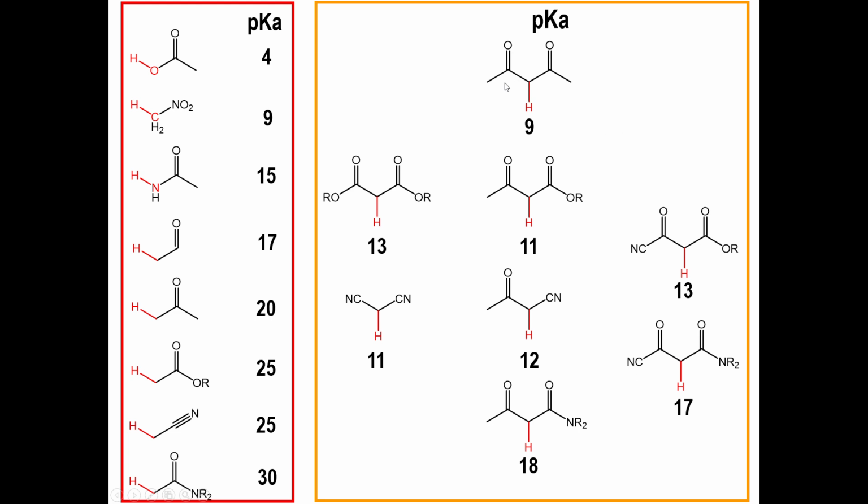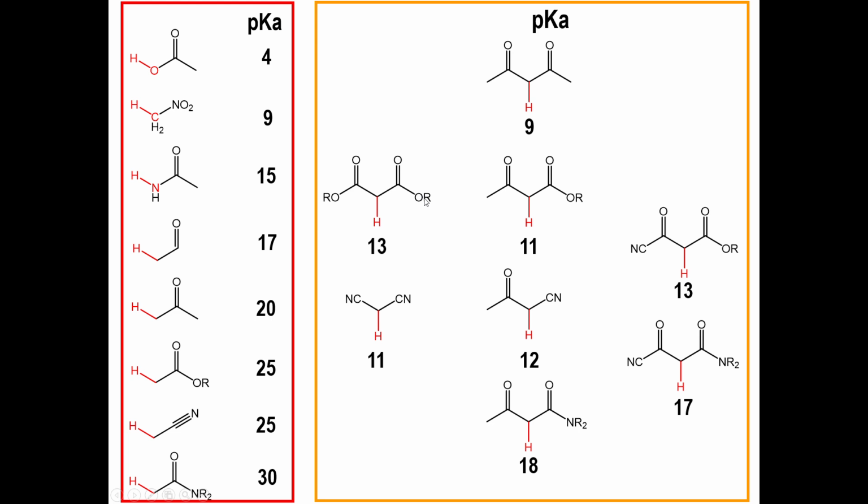In the case of acetylacetone, where you have two ketones sandwiching your alpha carbon, the pKa drops all the way down to 9. So you could easily deprotonate that hydrogen with hydroxide. And I'll make a point of highlighting that momentarily.